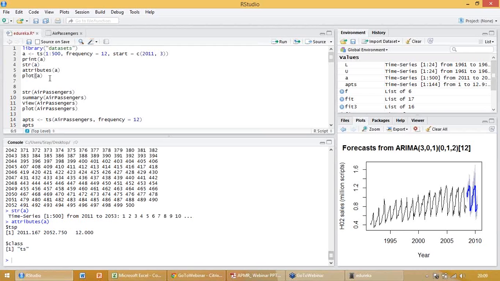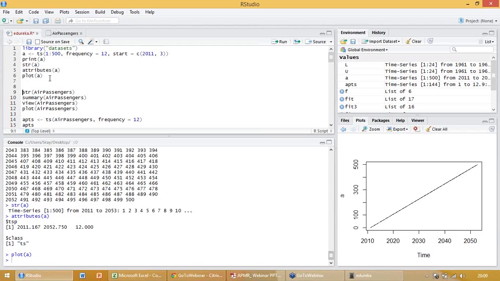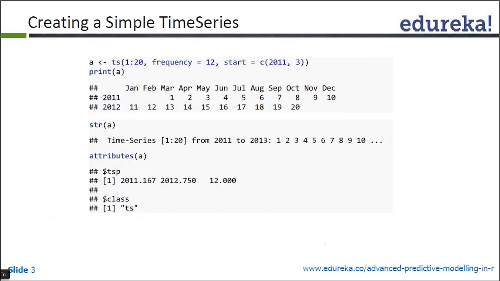Now let's plot this data. This plot would be a bit different, because we have the number increasing from 1 to 500 and increasing time. It's as simple as that, no rocket science. So this was very basic time series data, which is also in my PPT. What I did was take one data set with any number.